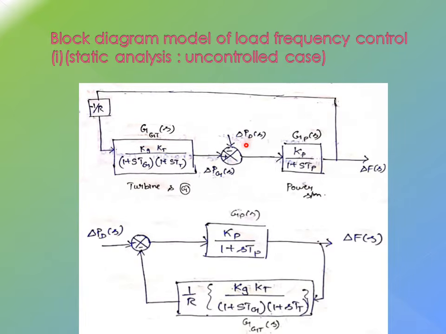Remember, for del PD also you have a minus sign. So for del PD, the sign should be negative. And here for regulation, that negative we have removed, so we have included that negative in the summing point. Then this block we are going to call GP of S, the power system block. Instead of writing the whole KP divided by 1 plus S into TP, we are just going to replace it with GP of S. Similarly, this whole block will be replaced by GG into GT of S.